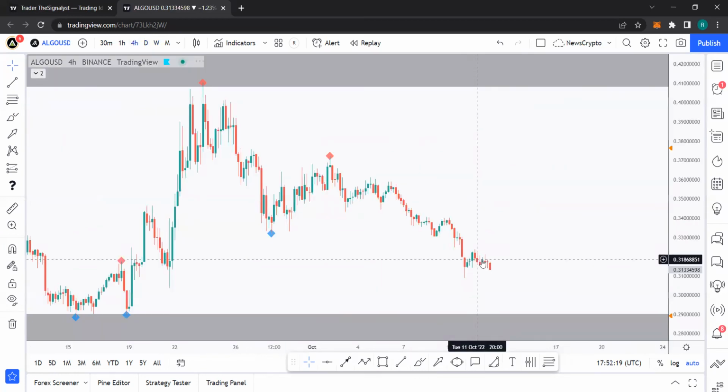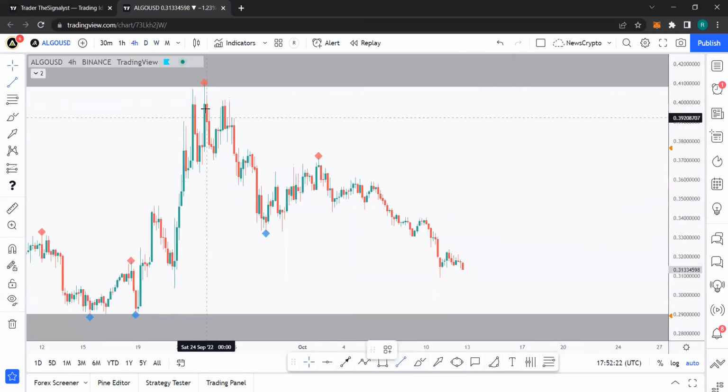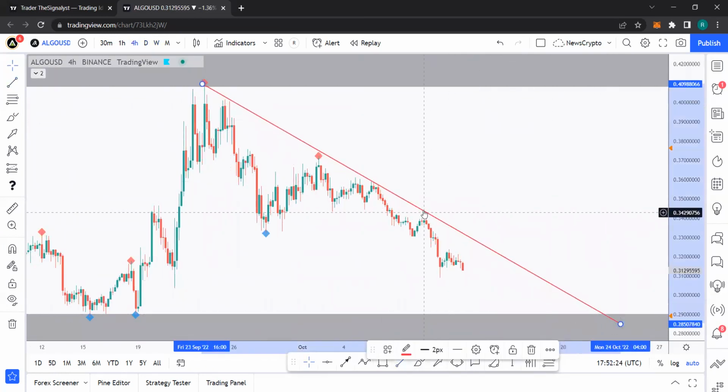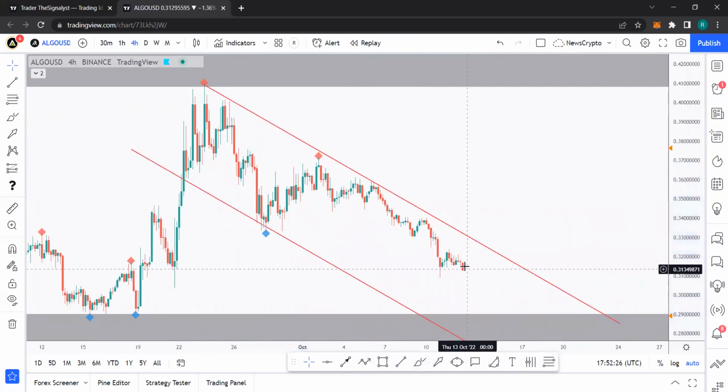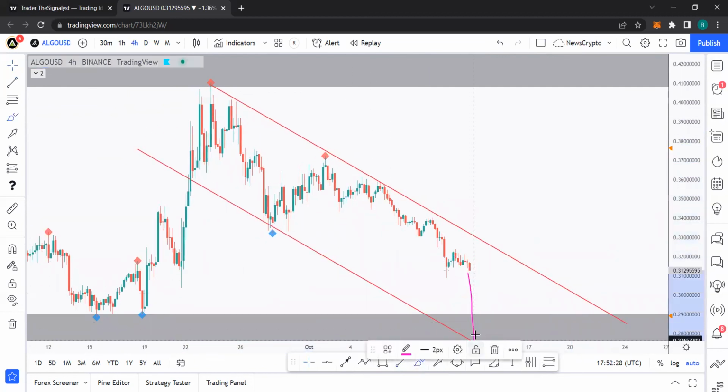If you go to H4, that's it. We can draw this channel right here. So as we trade lower and lower, I'll be looking for buy stops, and of course, a buy above the channel.